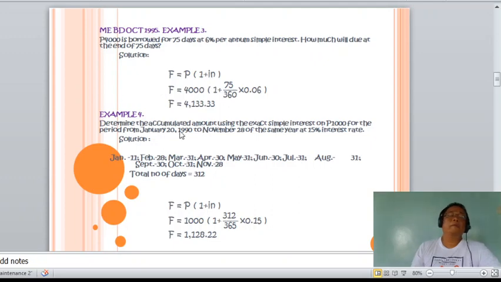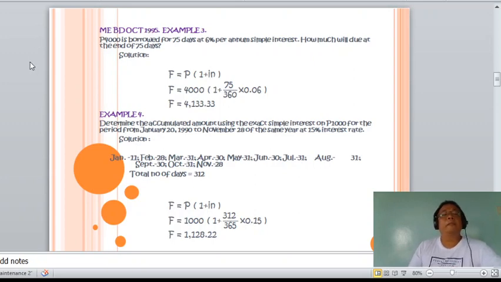Another example. By this time, we are now going to compute for the future amount. Sample number 3. If 4,000 pesos is borrowed for 75 days at 6% per annum simple interest, how much will be due at the end of 75 days?